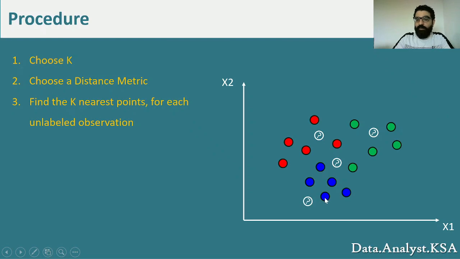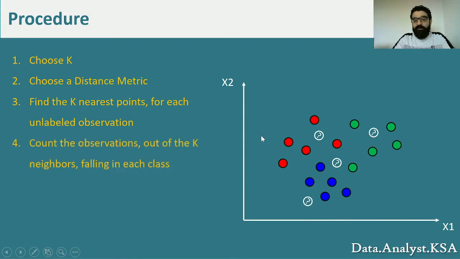If we agreed on k equal 2, we will find the two closest points to each point from the training data set. If we talked about k equal 3, we will find the 3 nearest points to every point in our new observation from our training data. So we will look at the closest labeled points to every point. Finally, we will count the observations out of the k neighbors falling in each class.